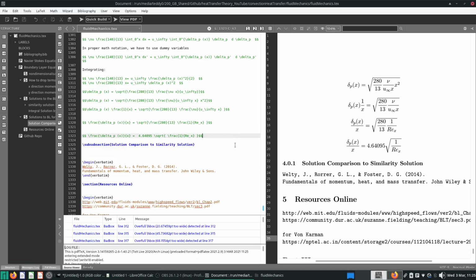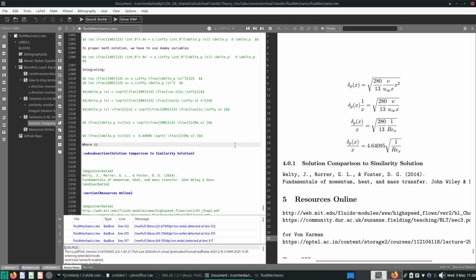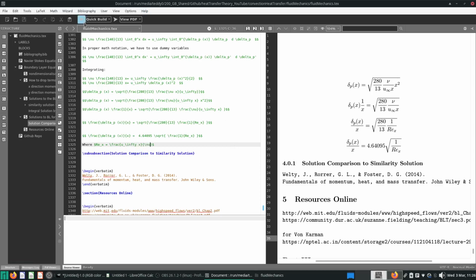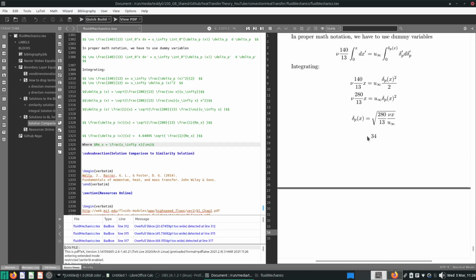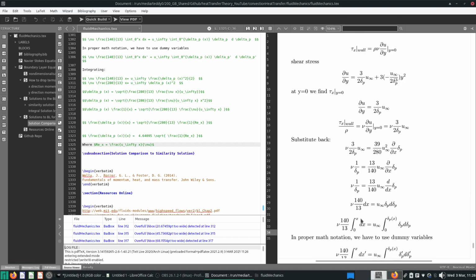Where Re_x equals u infinity x over nu. All right. So this is how our boundary layer thickness will change. And now that we have this, we can simply substitute all these things back to get our shear stress.